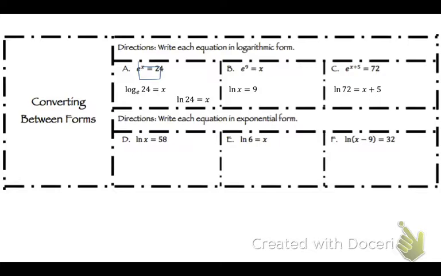Then if we're going to write this in exponential form, that's going to be log base e of x equals 58. Draw my little e, change it to an exponent, so that's going to be e to the 58 power equals x. The next one would be e to the x power equals 6. And the last one would be e to the 32nd power equals x minus 9. Okay, so it's basically the same as the other logarithms, it just has a base of e.